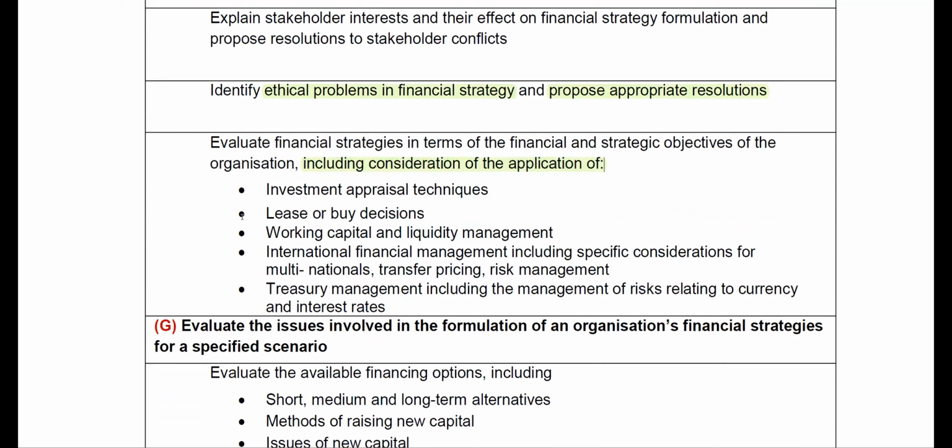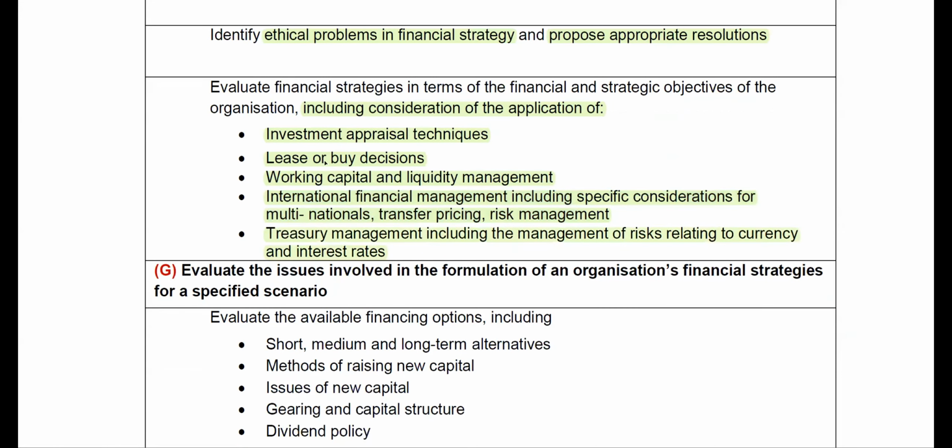Then evaluate financial strategies in terms of financial and strategic objectives, including the consideration of the application of investment appraisal, very key. Lease or buy decisions, you must understand this. Working capital and liquidity management is there. International financial strategic management, including specific considerations for multinationals, how multinationals operate, dividend decisions, dividend capacity, transfer pricing, and risk management. Very, very interesting. Then treasury management, including management of risk relating to currency and interest rates. So these are all areas. The syllabus is so broad. And these areas, you see them small like that, they are very huge.